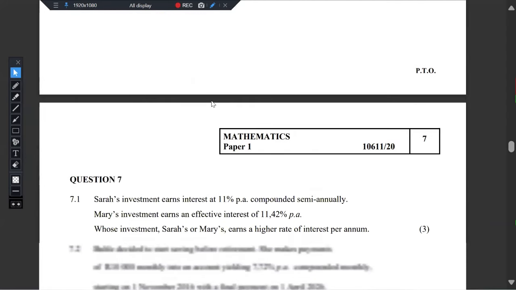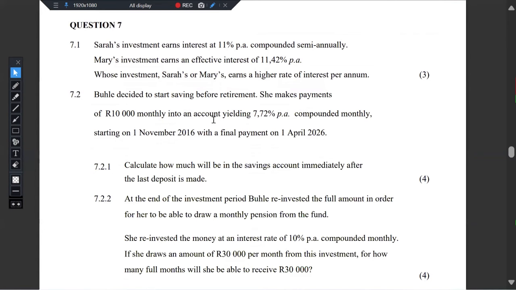Okay, so now let's go to question 7. So at this point, we now have our financial maths. It's not the most favorite to other people. Then let's go to this question here. 7.1 says Sarah's investment earns interest at 11% per annum, compounded semi-annually. Mary's investment earns an effective interest of 11.42% per annum. Whose investment, Sarah's or Mary's, earns a higher rate of interest per annum, right?